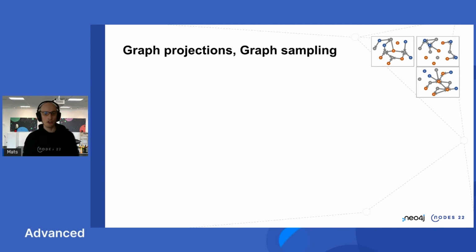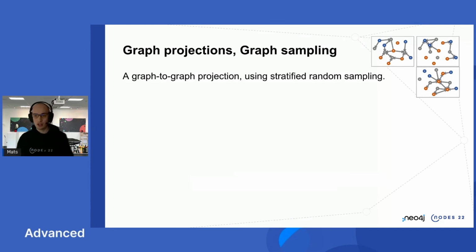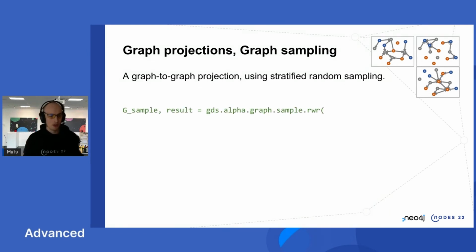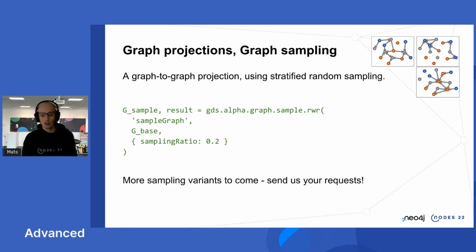And the last of the projections is the graph sampling. It's another graph-to-graph projection, but this one uses stratified random sampling instead of predicates on the properties. So similarly, we just call the graph sample RWR. RWR is for random walks with restarts. That's the algorithm. There might be more sampling algorithms in the future. We give it a name, we give it a base graph, and we give it some configuration. In this case, take 20% of the graph. That's what you're supposed to sample. And then we get a representative 20% sized graph from the base graph. And if you have particular sampling variants that you are in need of, please send us your requests.